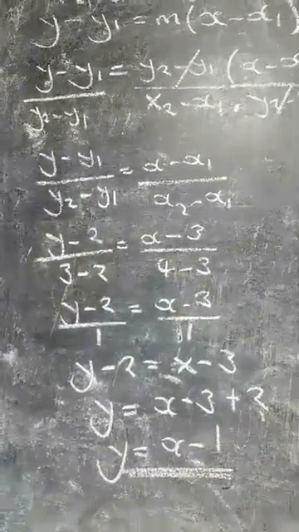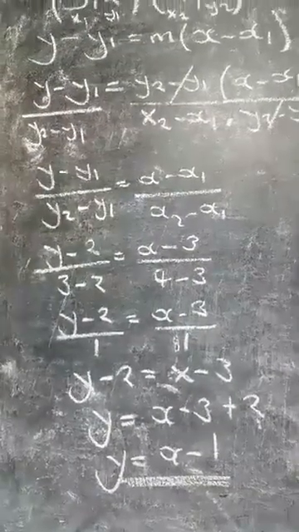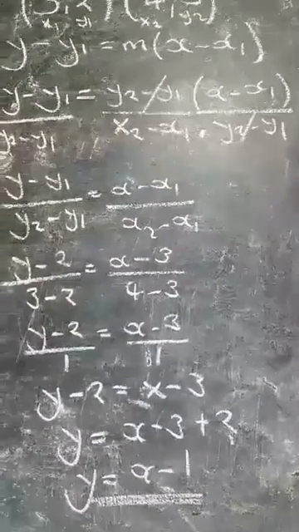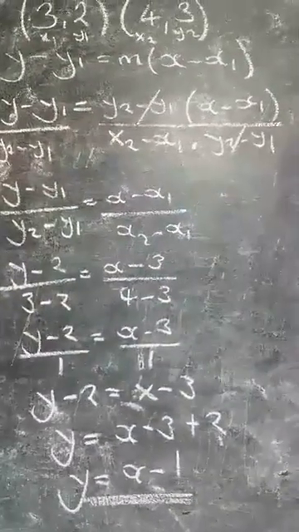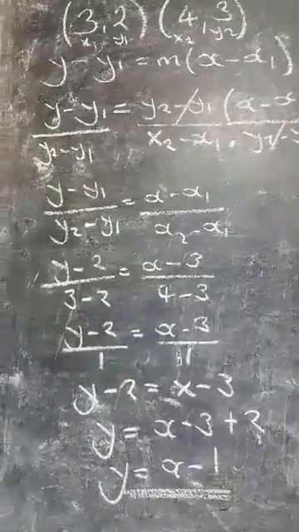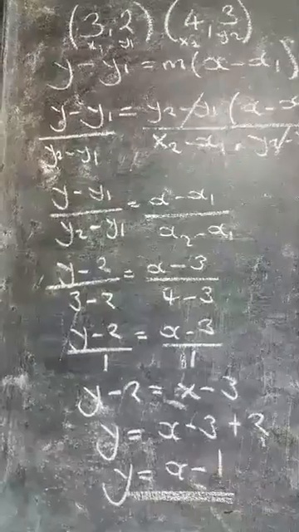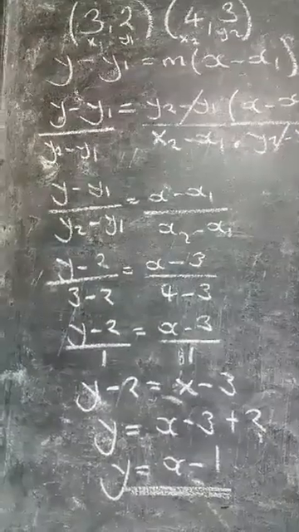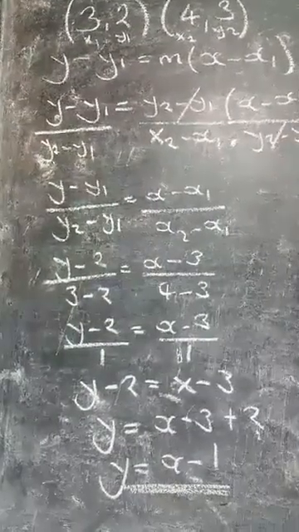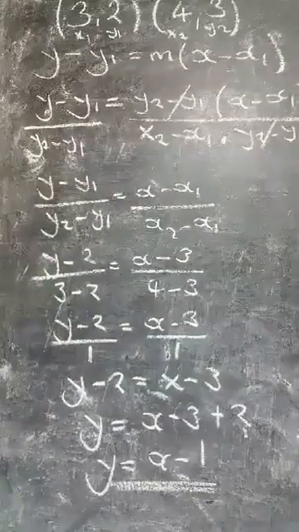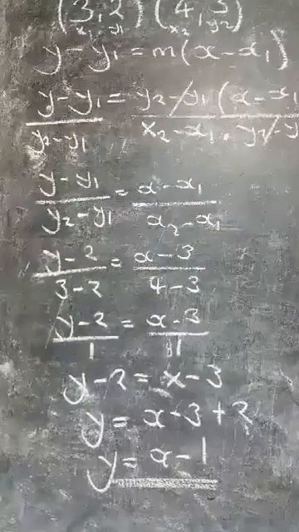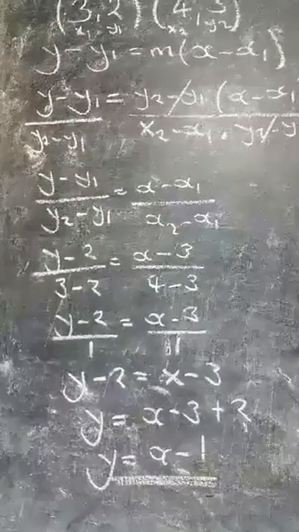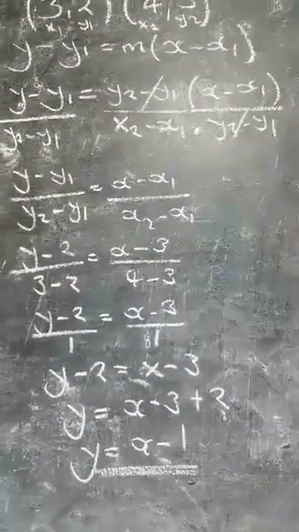Negative 3 plus 2, that's equal to negative 1. So your equation is y is equal to x minus 1, of which these two are exactly the same. So we've used 3 methods of finding this. In this video we've just done 2, but in the other video we did the other one.